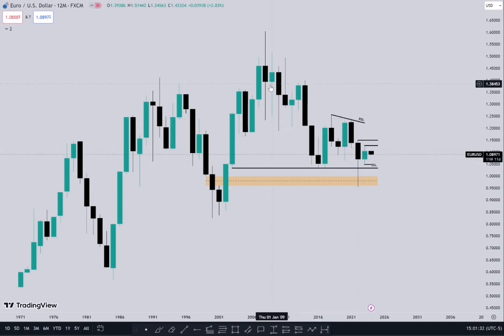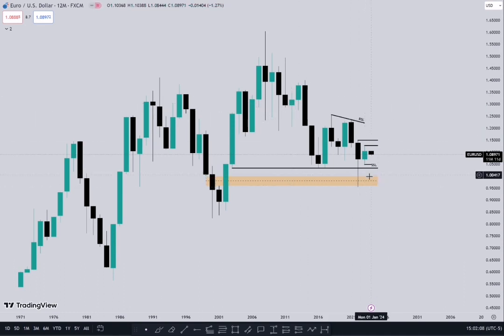Beside this, we have this corrective move here, a range, which is distribution, and we have the second range, which is redistribution. So according to the ICT concept, we should expect a market maker buy model. Considering these two, distribution and redistribution, we should consider a market maker buy model to the upside. The initial targets can be this buy side liquidity, and then it might go higher into this fair value gap and these order blocks, and we will see.